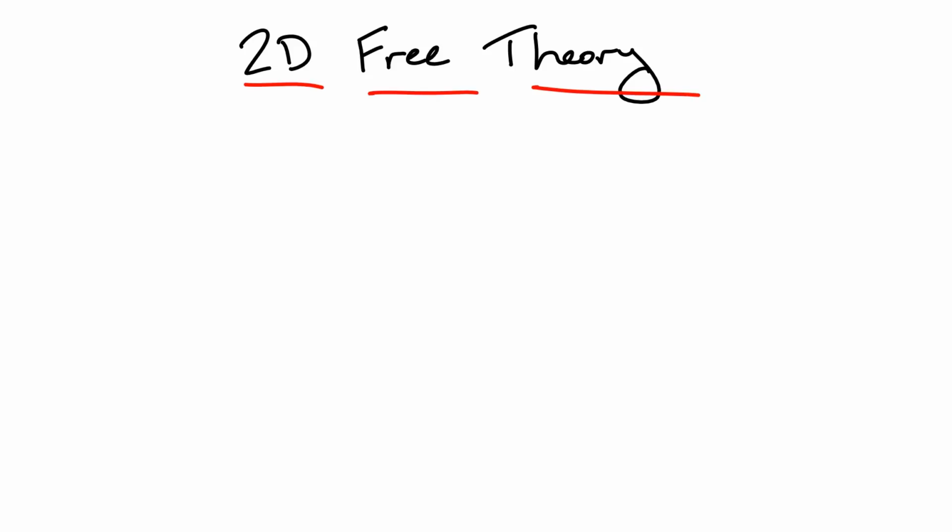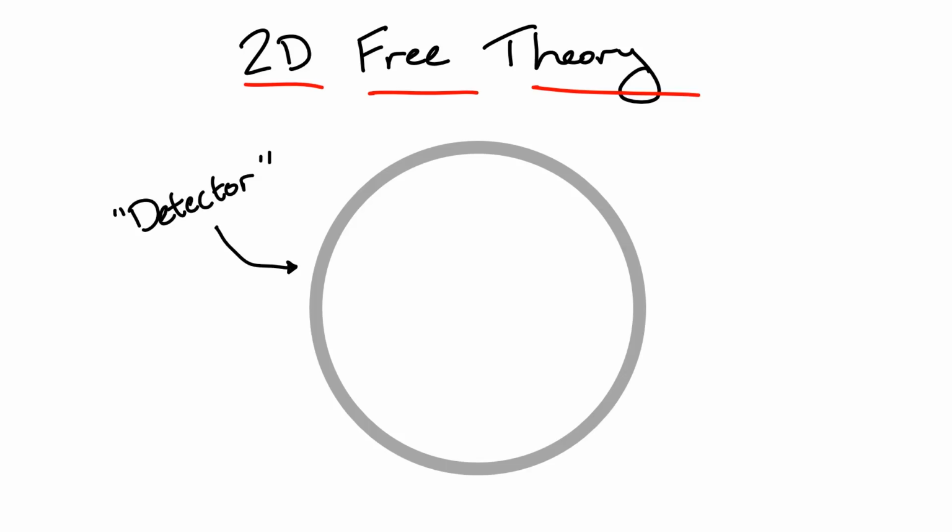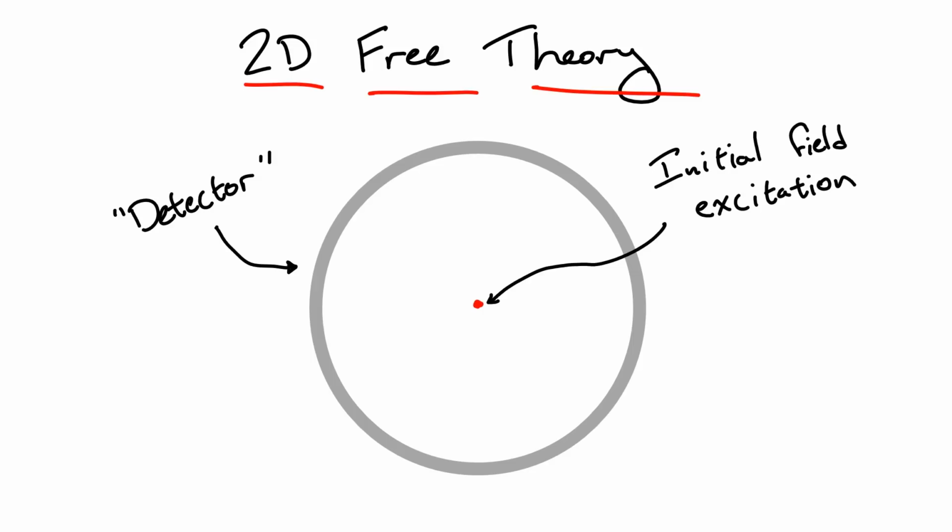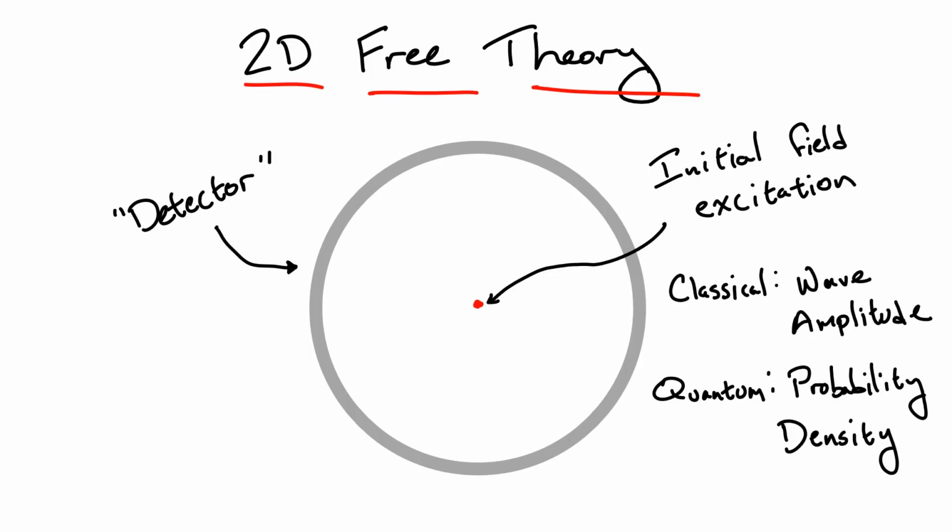This whole story becomes a bit more clear when we consider the same massless field theory, but upgraded to 2 dimensions. We'll look at both the classical and quantum cases where we have a detector consisting of a thin ring. We'll then excite the field at the center of this ring. In the classical case, we'll just disturb the field, and in the quantum case, we'll add a single unit of an unknown energy, and wait for the corresponding excitation to propagate to the detector. We'll show the amplitude of the wave in the classical case, and the probability density in the quantum case.